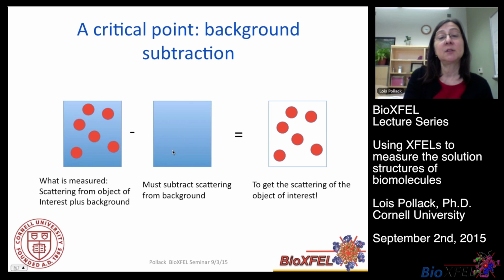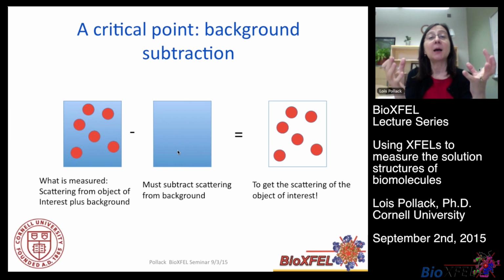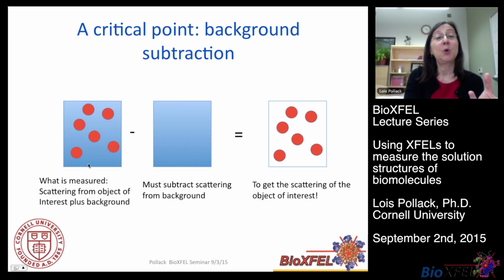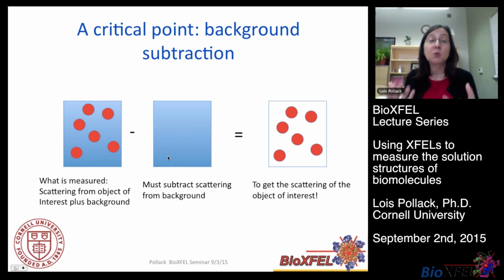So it's important to subtract off the scattering from the background. So you need to create, in that box, a sample that's identical to the sample that you put in here. The only difference is that these red objects, the proteins themselves or the biomolecules, are missing.